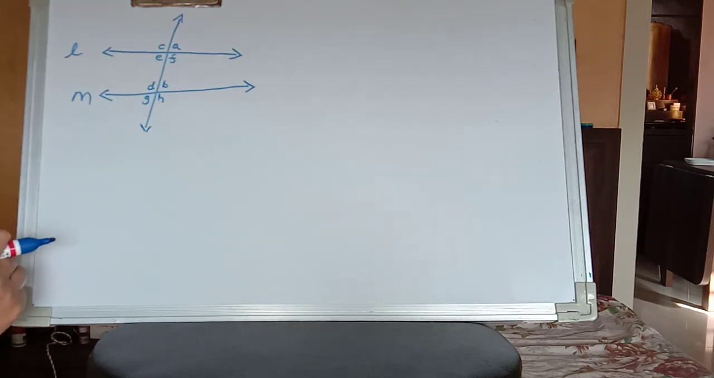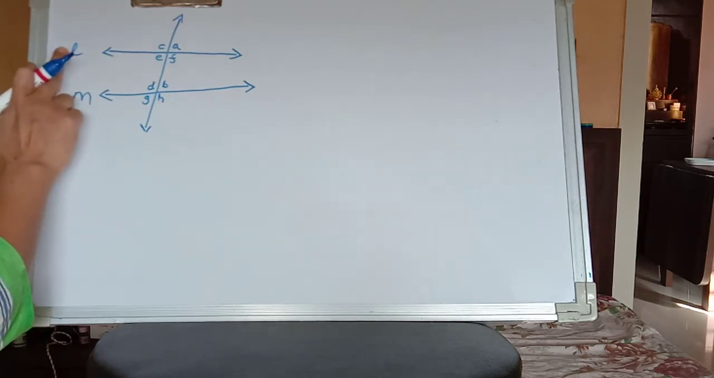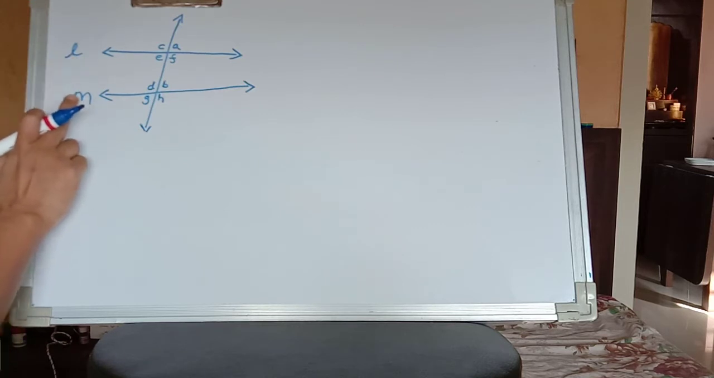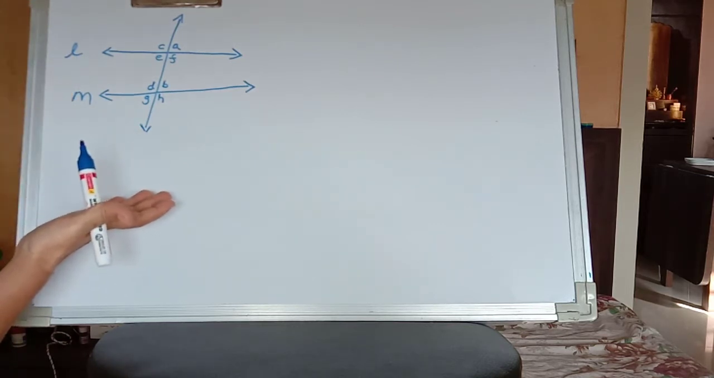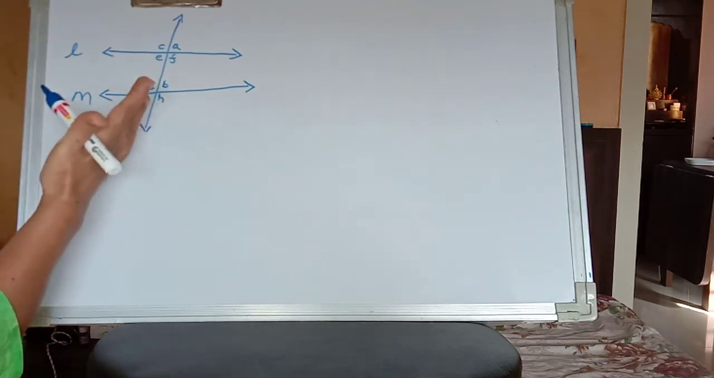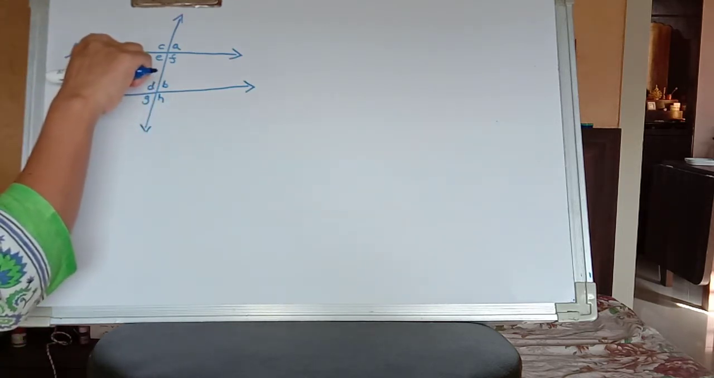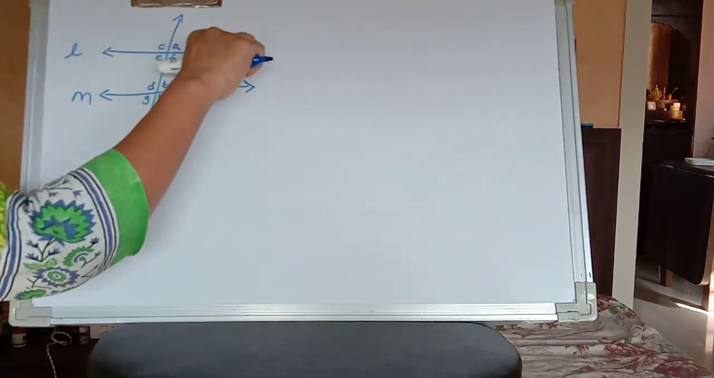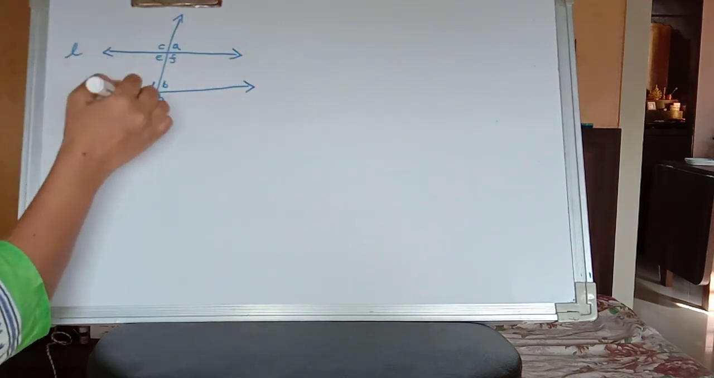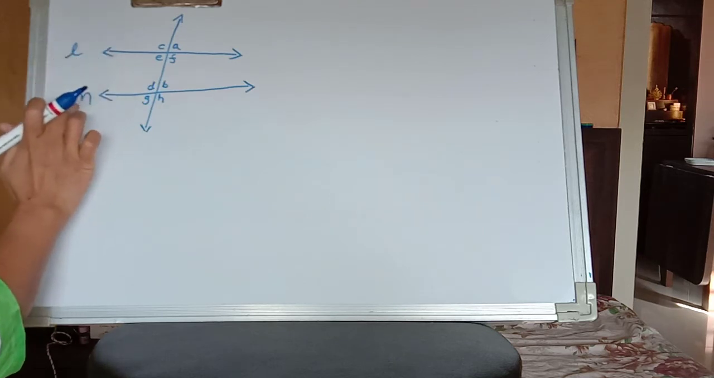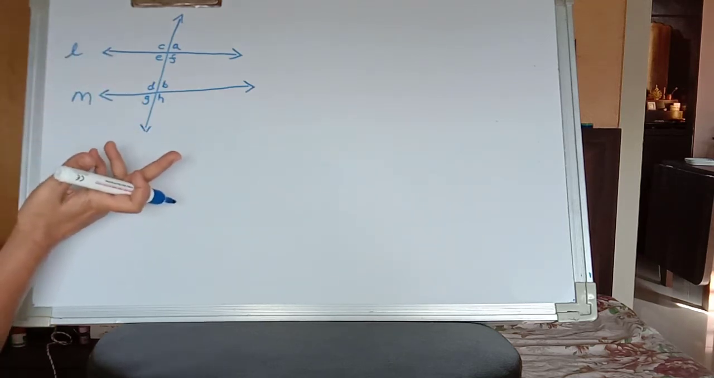Okay, let's start now. Look at this diagram. You have two lines L and M. They may be parallel, they may not be parallel. It is a general concept. In this case, you can see here the distance between L and M is more. Here it is a little less. So it tells us these two lines are not parallel. But the concept remains the same whether the lines are parallel or not parallel.